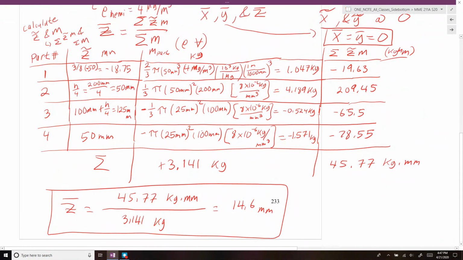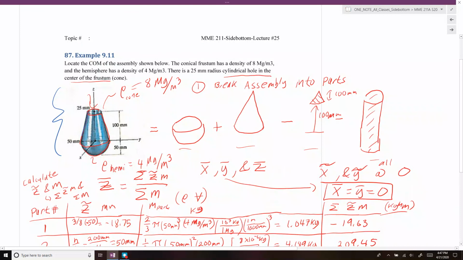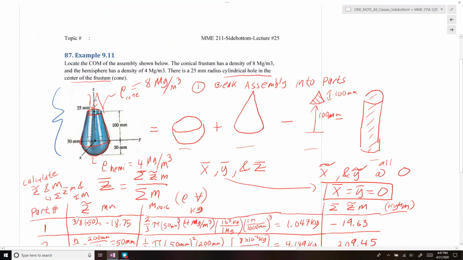Alright, so to summarize what we did in this problem, we first broke our assembly into 4 shapes. We had our hemisphere on the bottom, we had our cone on the top, and then we had 2 negative areas. We had the cone on the top, and then we had the cylindrical hole in the center. So we now have all of our four simple shapes that we broke our assembly into.